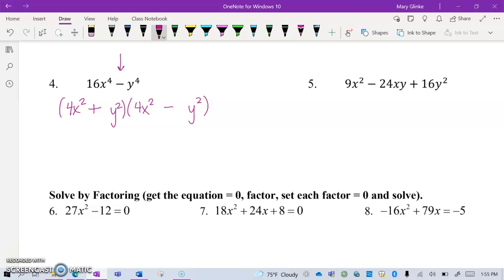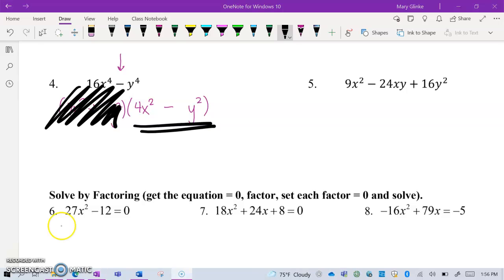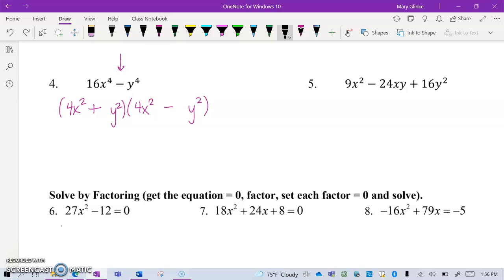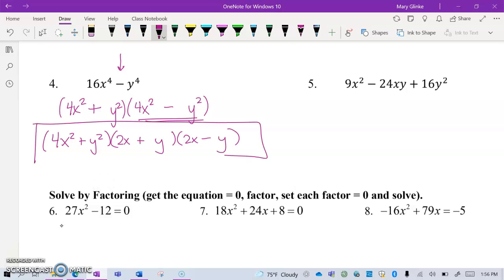However, you ask yourself, does this factor further? If we were to cover up this second factor and look at that first factor, you'd say no, that one does not factor further. But if we were to cover up this first factor and look at the 4x squared minus y squared, we would say that does factor further using the difference of two squares. So the first term stays the same, 4x squared plus y squared. And then the second factor is going to become a 2x plus y and a 2x minus y. This then would be the final factored form because nothing else keeps going.